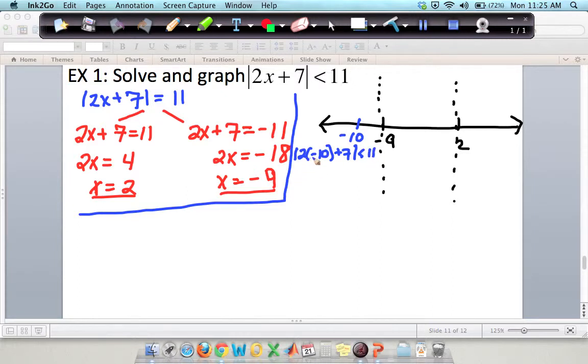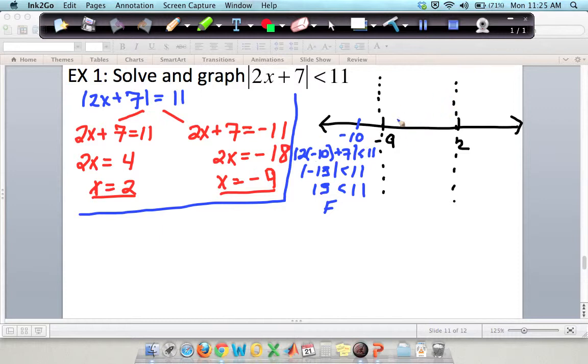So do a little math. Negative 20 plus 7 is negative 13. And remember, that is the absolute value. And then the absolute value of negative 13 is 13. Is 13 less than 11? No, that's false. So that's not my region.